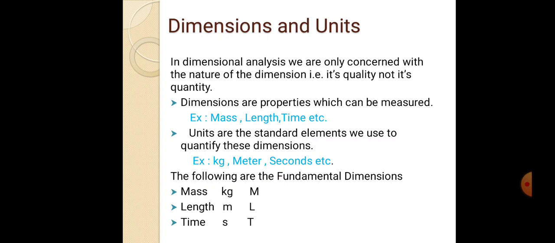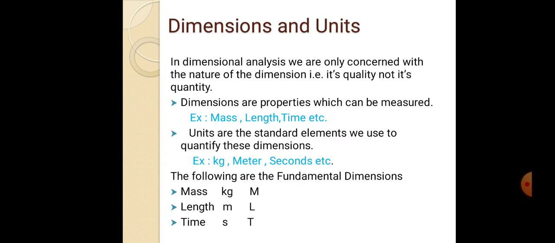Okay. So what are dimensions? Dimensions are properties which can be measured. Any property that can be measured is called a dimension. Suppose mass. We can measure mass in kilograms, grams, pounds. So mass is a dimension. Similarly, length. We can measure length in meters, centimeters, feet, inches. So length is also a dimension. Similarly, time. And there are many other dimensions like temperature, pressure, and many others.